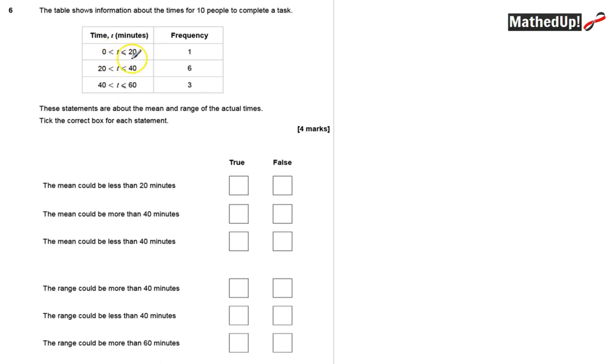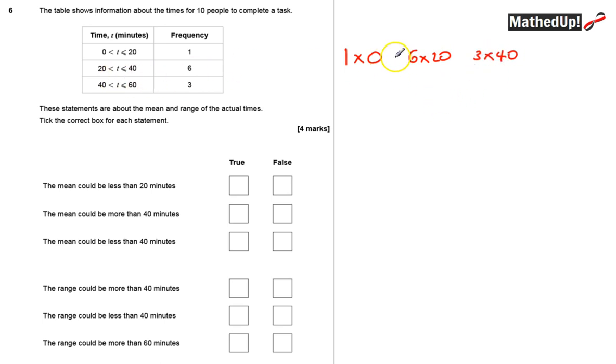So instead of taking the midpoint of 0 and 20, we're going to assume that this one person took 0 minutes. So over here I'm going to do 1 times 0. I'm going to assume these 6 people took 20 minutes, the lowest possible value. So that's going to be 6 times 20. And these 3 people we're going to assume took 40 minutes. So that's going to be 3 times 40.